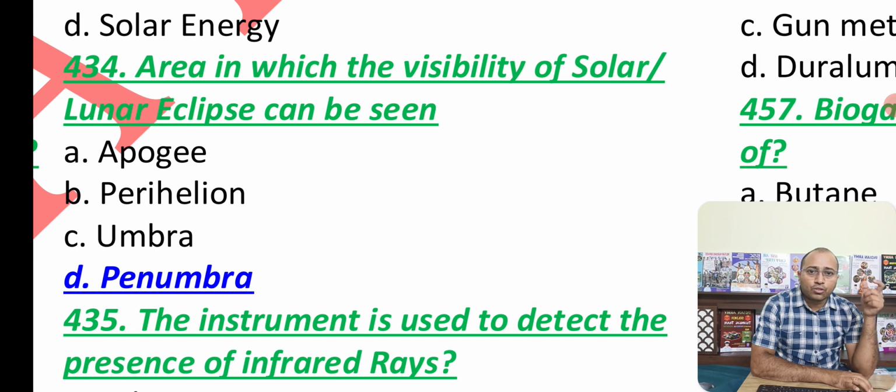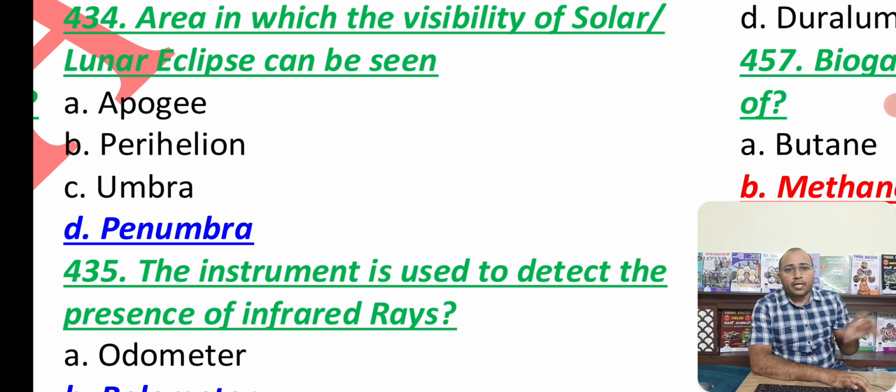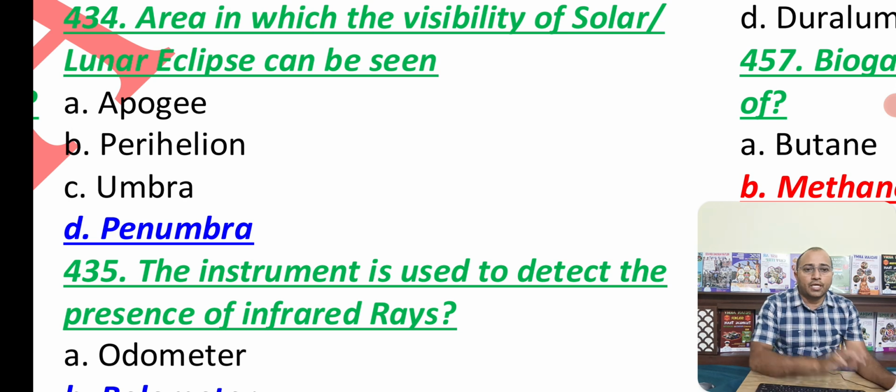When it comes to the area in which the visibility of a solar or lunar eclipse can be seen, that is penumbra. So apogee, perigee, I already asked, you can directly see this. And perihelion is the nearby distance, and apogee, umbra and penumbra, where the solar and lunar eclipse can be seen. Here you can see in penumbra, the visibility of a solar or lunar eclipse can be seen in penumbra only. In umbra, a complete eclipse can be seen. It means you can't see any kind of sun. So that kind of thing you can see in umbra, position of the sun.